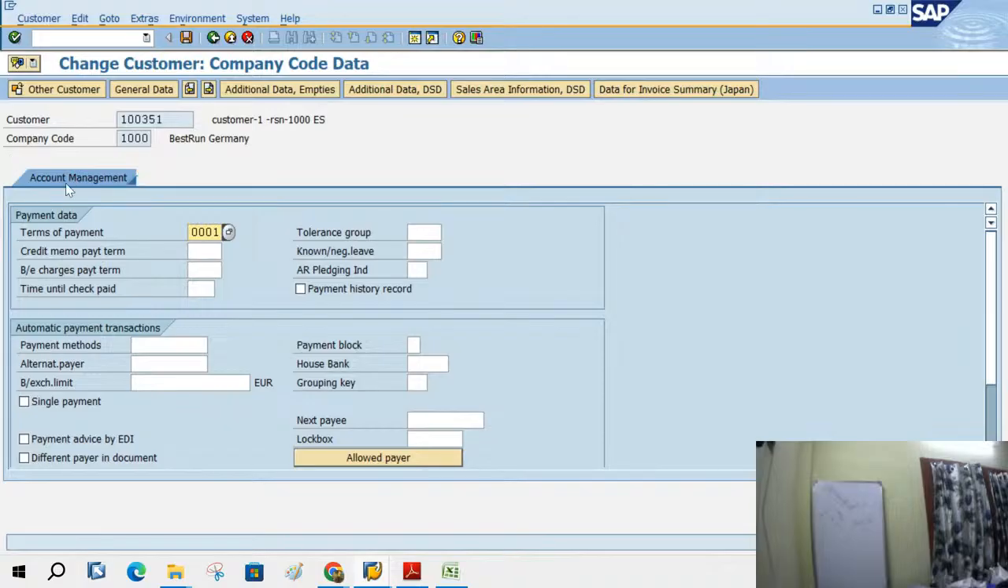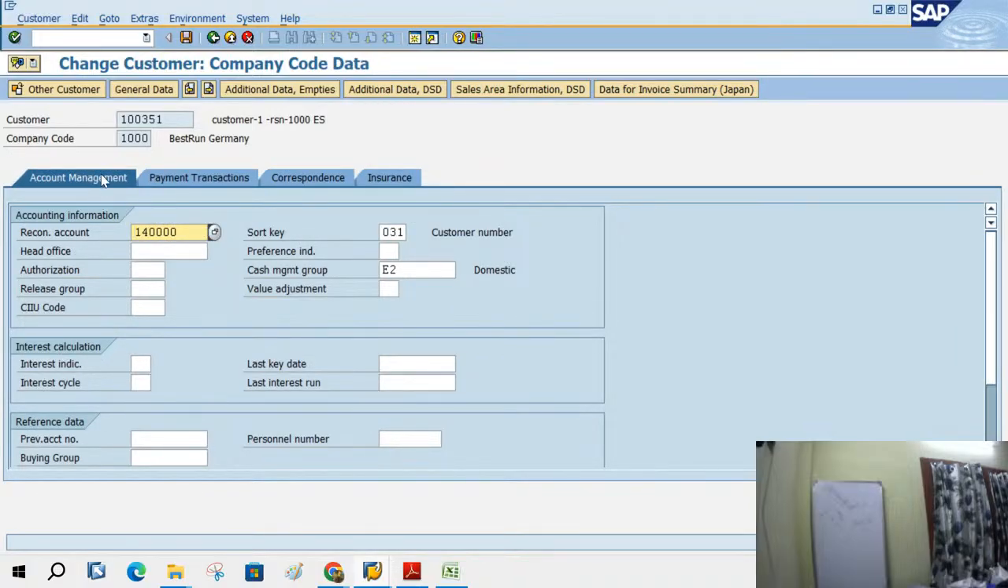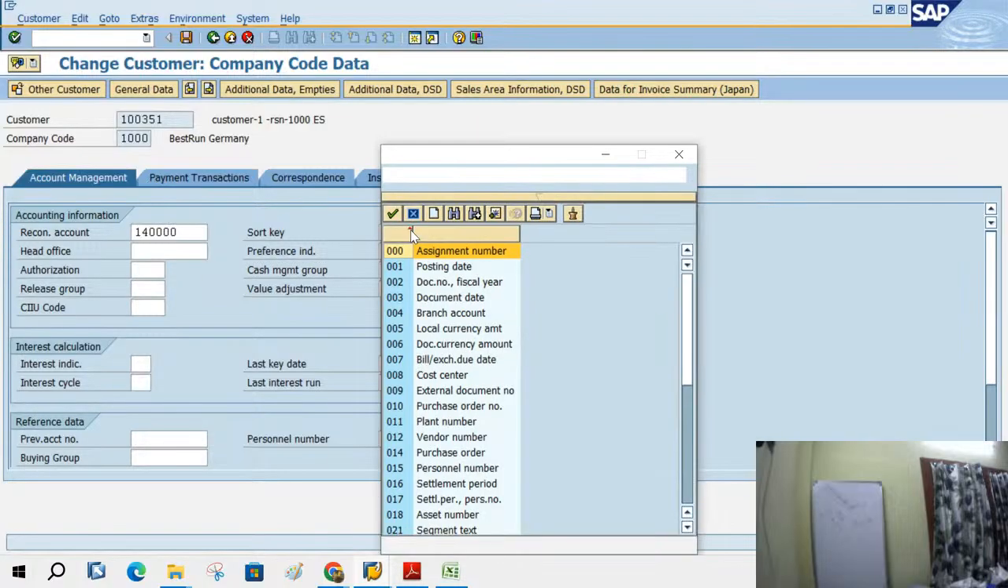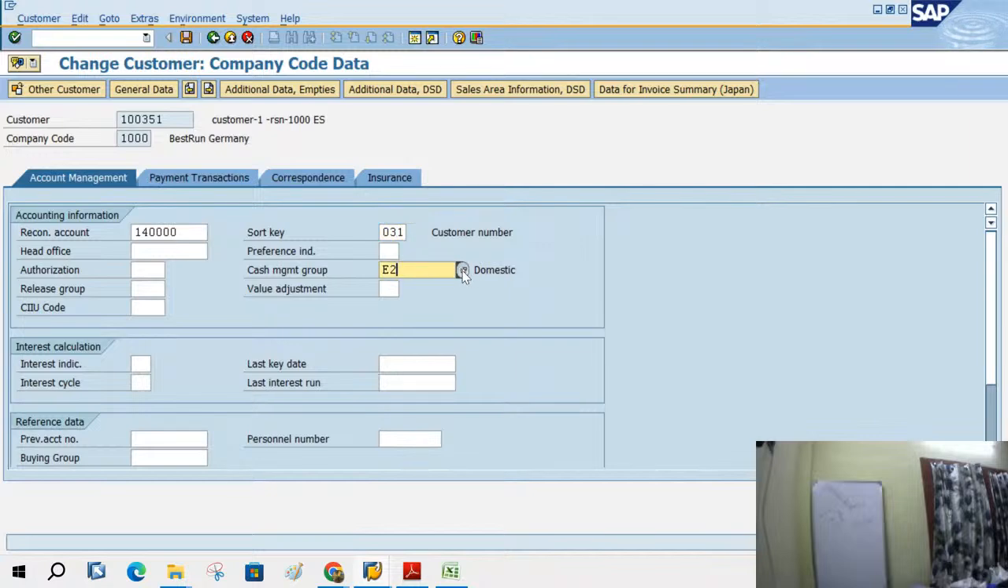Now you again write down 2A. Account management tab consultant work will have again three of them. One, define reconciliation account. Two, define sort key. Three, define cash management group. These are the three fields which you are entering. Clear? So you should know in SPRO the path of all these things. Correct? If the client requires them, I should be able to create.